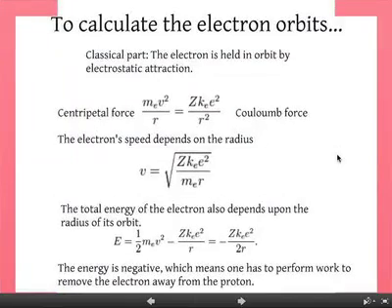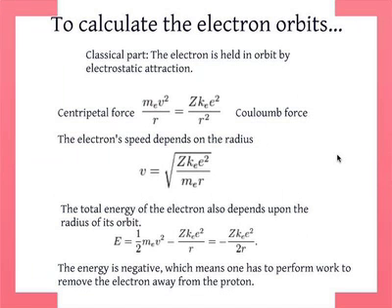Now, how do we calculate the electron orbits? They are very straightforward, so we can all do this based on just high school physics, with some certain assumptions we have to make. The classical part is very straightforward. The electron is held in orbit by electrostatic attraction between the proton and the electron. So you have a centripetal force, which is equal to the Coulombic force.